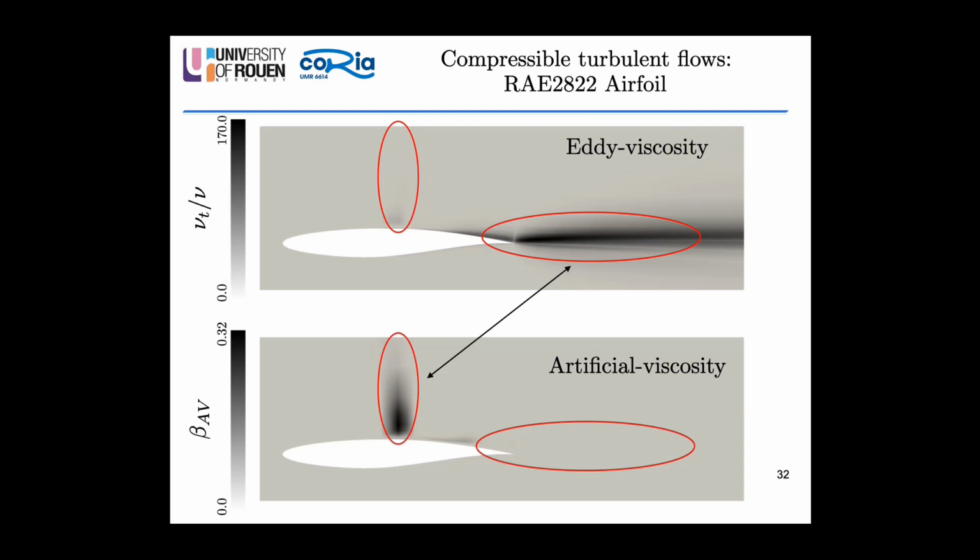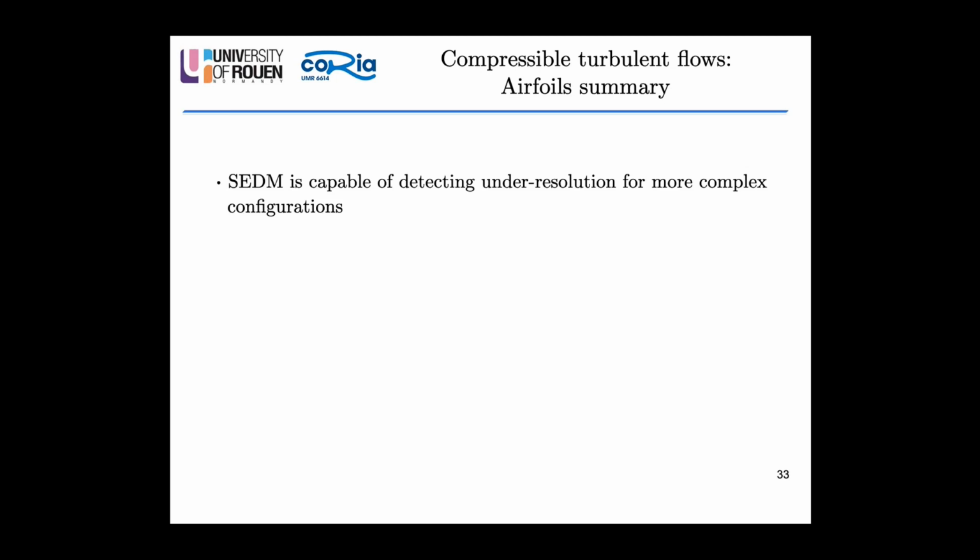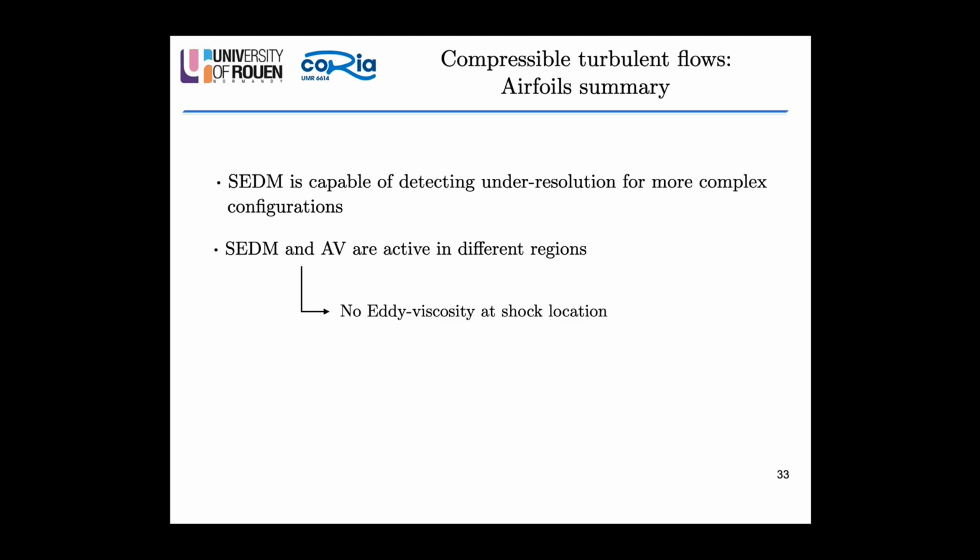physics of this problem. So, for this part of airfoil simulations, we essentially use this to study the spectral dynamic model for more complex configuration, geometries, and we use a transonic airfoil test case to study the interaction between the spectral dynamic model and the artificial viscosity, which were active in different regions. So there was no eddy viscosity at the shock location, and no artificial viscosity in vortical regions, which is ideal and is connected to the problem that we consider here.